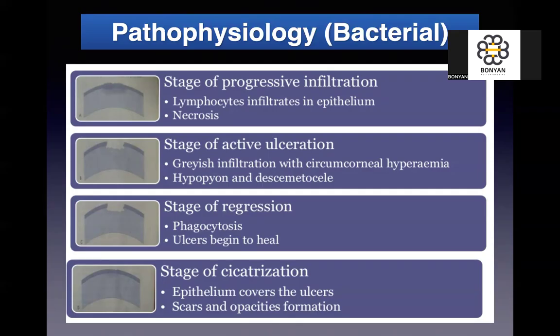Stage of progression is number 3: phagocytosis. Ulcers begin to heal if the phagocytosis is stopped and the natural process of the body could control the infection, or with the aid of treatment. So the ulcer starts to heal. But if the phagocytosis is not stopped, it will go deeply, leading to perforation. Stage of cicatrization: epithelium covers the ulcer, and finally the ulcer heals with scars and opacity formation.